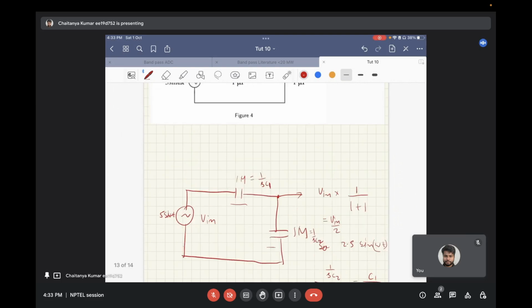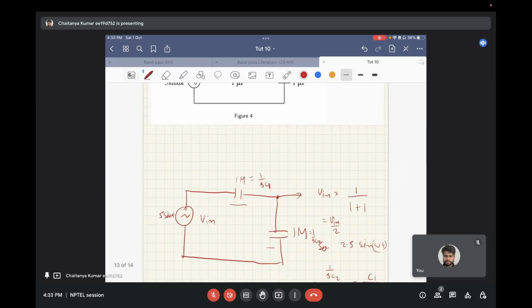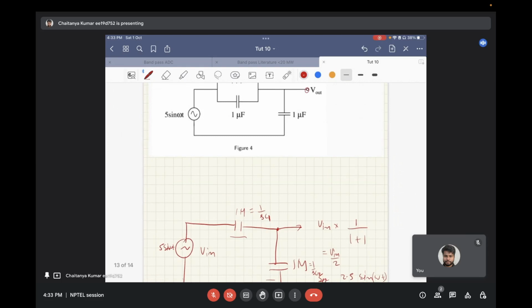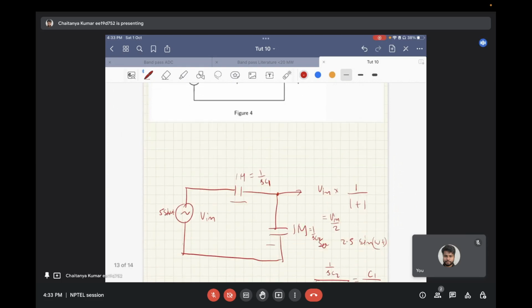Now in this case, both C1 and C2 have been given as 1. So the final transfer function is half. So if 5 sine omega t has been given as the input, the output you get is 2.5 sine omega t without any phase shift.